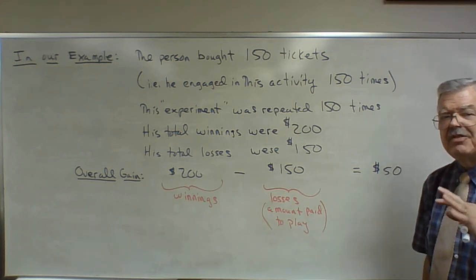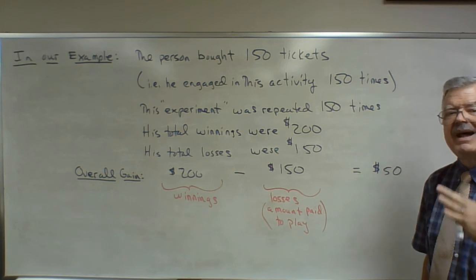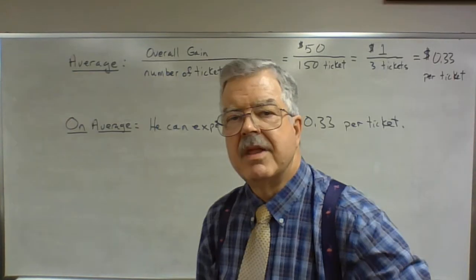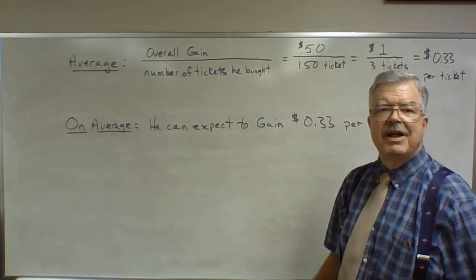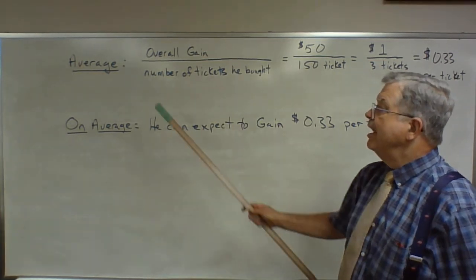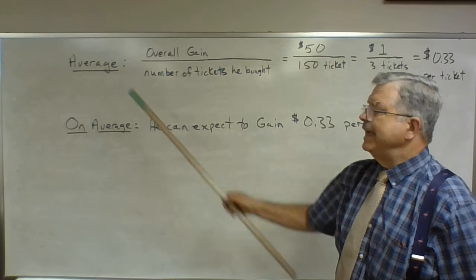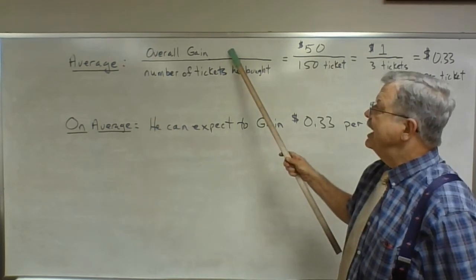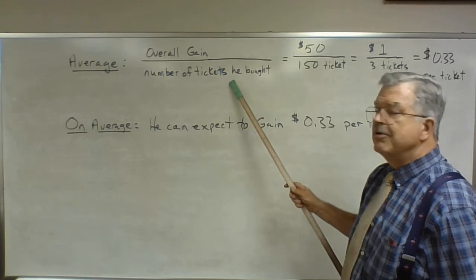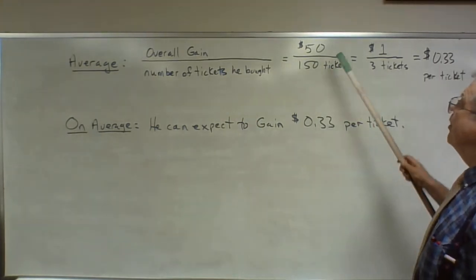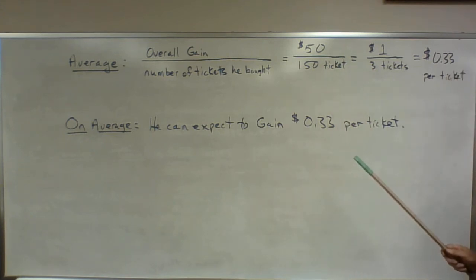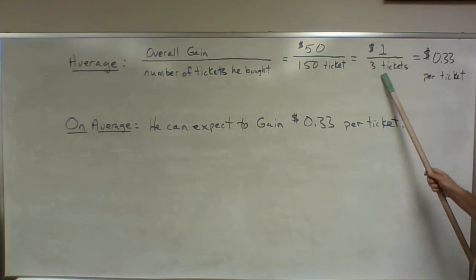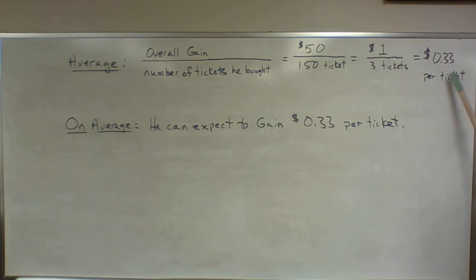Now, let's look at this activity on average. Let's summarize the activities of the guy who played the lottery. What about his average gain? We take his overall gain divided by the number of tickets that he bought. Overall, he gained $50. He bought 150 tickets. So on average, he wins $1 for every 3 tickets he buys, or he wins on average 33 cents per ticket.